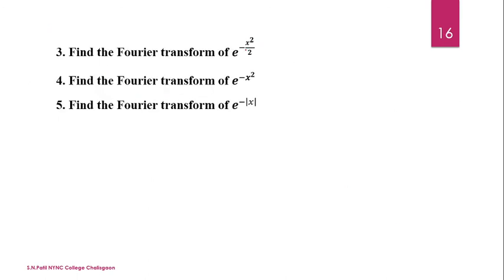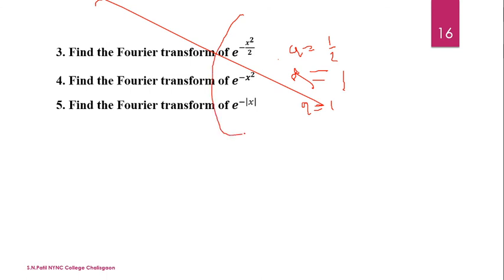Okay, now see, the same kind of problem we can solve. In the first problem, e raised to minus a x squared, put a equal to 1 by 2. In the second problem, put a equal to simply 1. Here a is equal to 1, and here again a is equal to 1. In this way we can solve these 3 problems, which are parallel to the previous 2 problems.